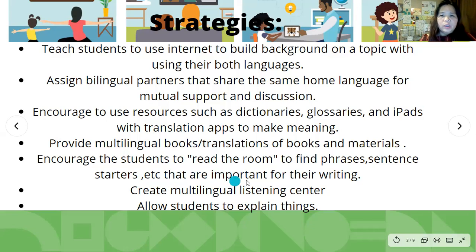Encourage the students to read the room, to find phrases, sentence starters, etc. that are important for their writing. Create a multilingual listening center that is composed of fiction and nonfiction texts, narratives of community members, and books recorded by students or families. Allow students to explain things to each other using all their language resources.